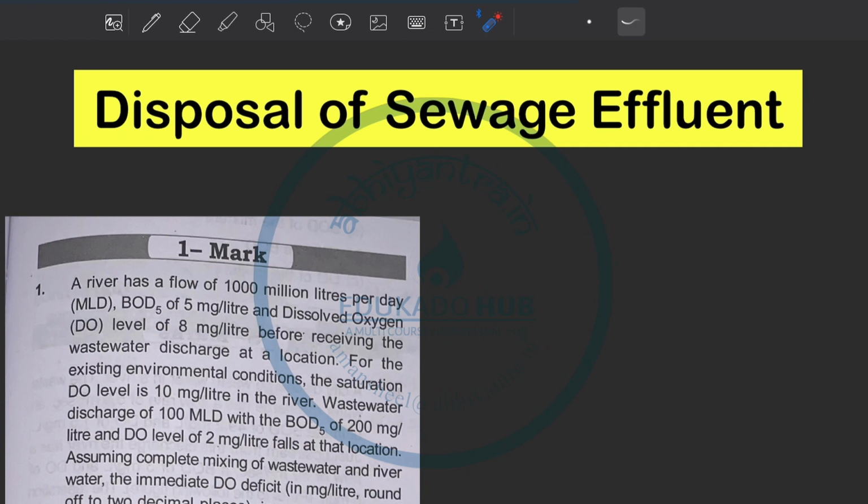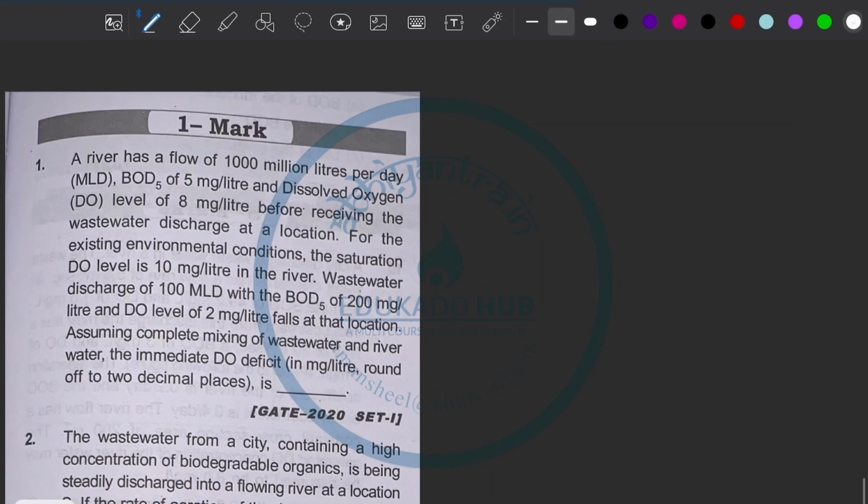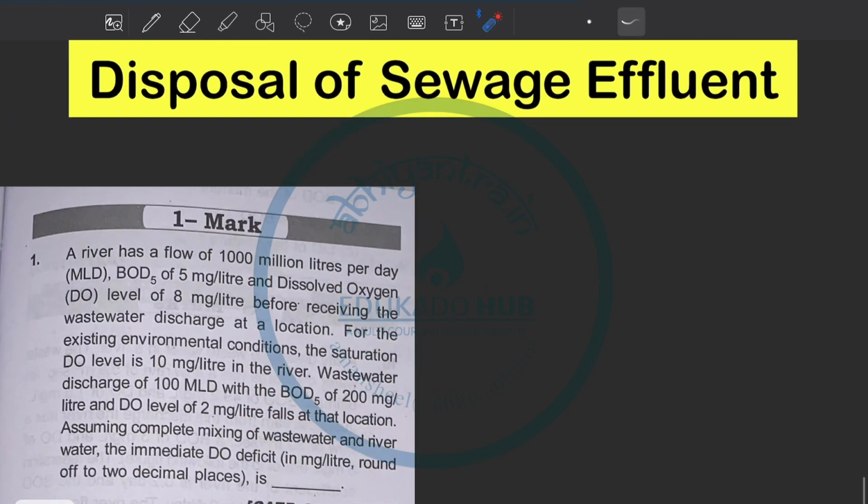So a proper disposal process should be there. So let's start the first question, which is: a river has a flow of 1000 million liters per day, 1000 MLD, BOD of 5 mg per liter, and dissolved oxygen DO level of 8 mg per liter before receiving the wastewater discharge at the location.